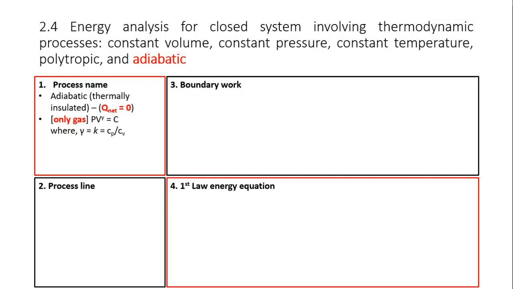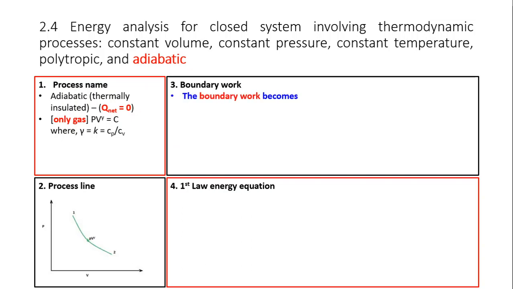And only for gases, similar to other processes, it can be written in the form of PV to the power of n equals C, where n here is equal to gamma, which is the specific heat ratio Cp over Cv. For the process line, similar to the isothermal and also polytropic process, the process line is also a curved line. The difference between this curved line and the other processes is the degree at which the curve is bending, which now depends on the value of gamma.